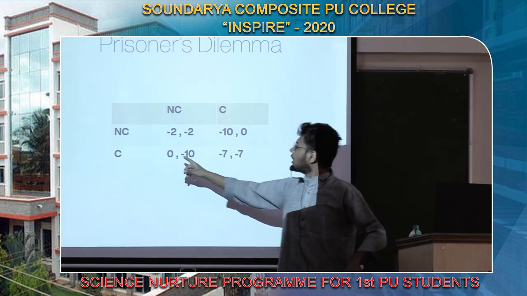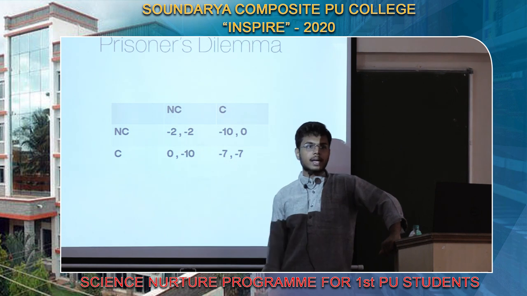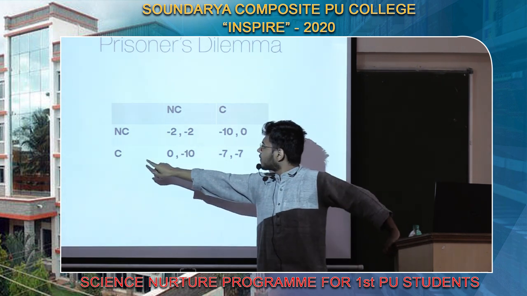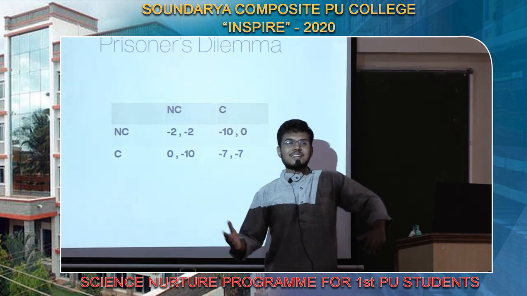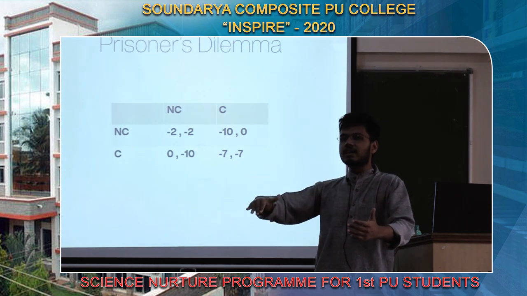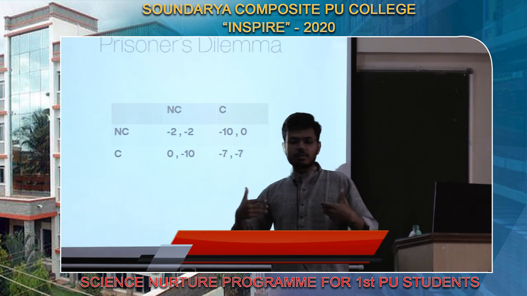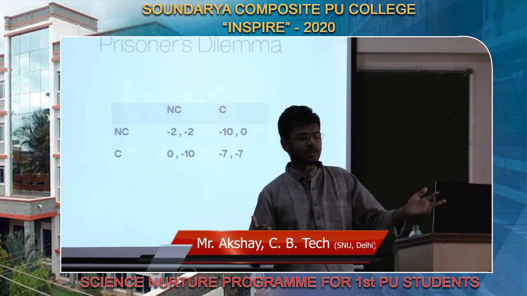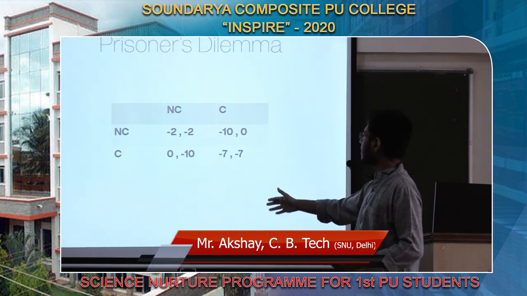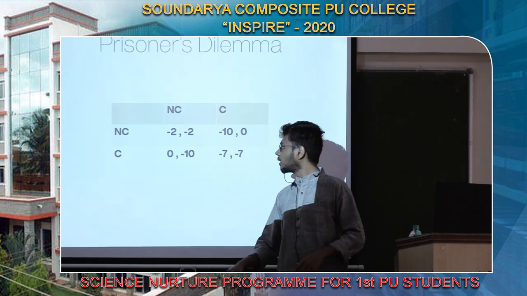What's the deal? If you don't confess and the other guy doesn't confess, we will put you behind bars for tax evasion. 2 years behind bars, definitely. If you confess and the other guy also confesses, it would be 10 years behind bars, but we'll reduce your sentence with a little leniency because you made the job easier for the litigators and public prosecutors. So you'll be put behind bars for 7 years.